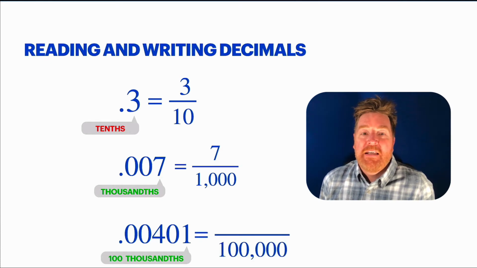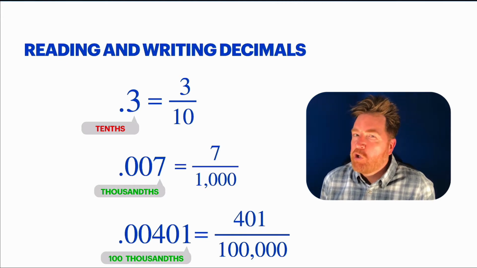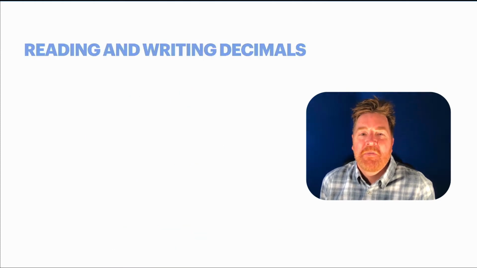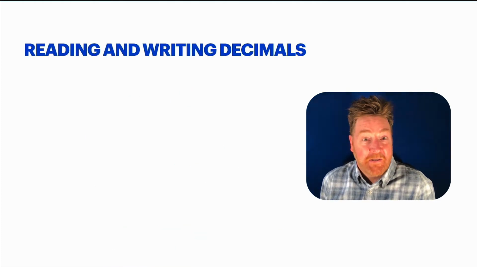All right, we put that down, and then let's just put the number we see up as the numerator, 401. We got it. Looking okay? Excellent. What if we go the other way?